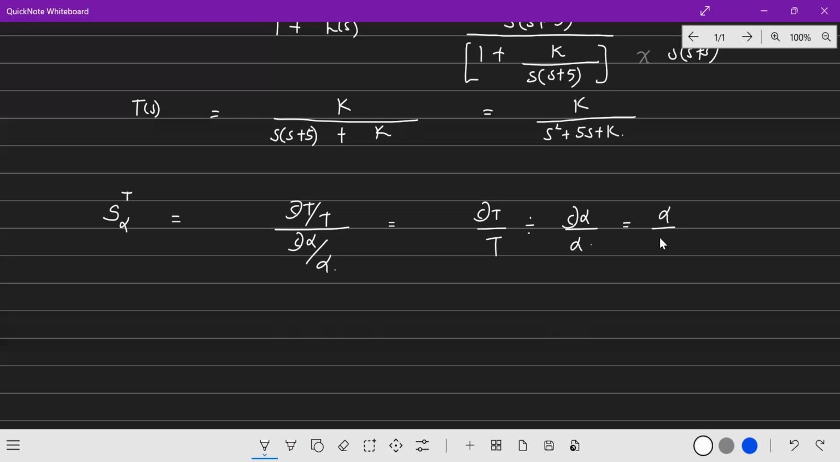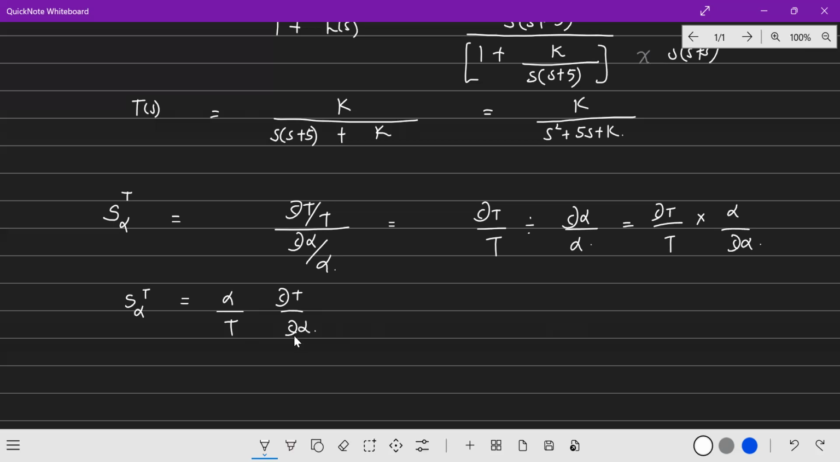Let me just write it like this. You have del T over T, times alpha over del alpha. So this can now be written as the sensitivity of the cross function with respect to changing alpha. This alpha can come on top of T, giving alpha over T, and then times del T over del alpha.